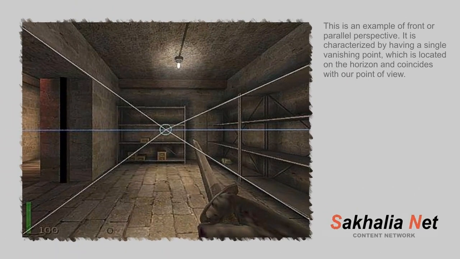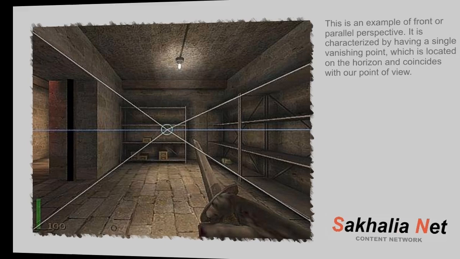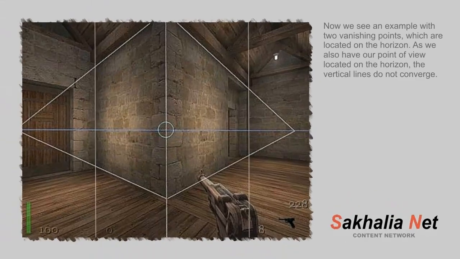This is an example of front or parallel perspective. It is characterized by having a single vanishing point, which is located on the horizon and coincides with our point of view. Now we see an example with two vanishing points, which are located on the horizon. As we also have our point of view located on the horizon, the vertical lines do not converge.